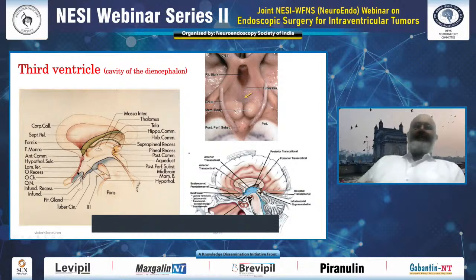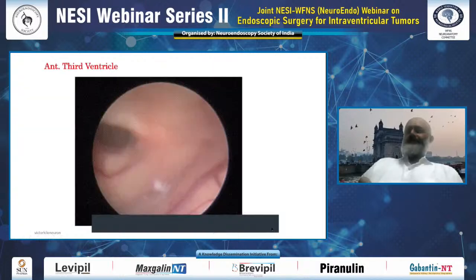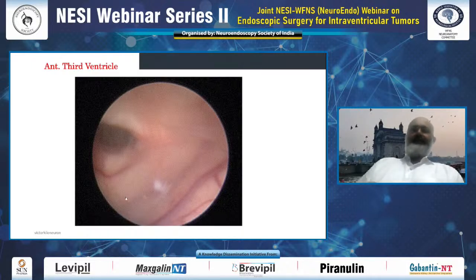The optic recess, the infundibular recess, tuber cinereum, the mammillary bodies, posterior perforated substance, the aqueduct. Going behind, you have the pineal recess with the pineal gland, the suprapineal recess. And in the roof, you would have the internal cerebral veins. So this image is something that probably all of us need to keep in mind when we are dealing with anatomy or pathology in the ventricular system.